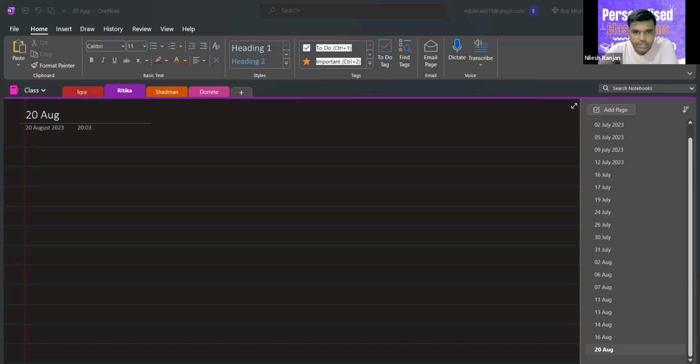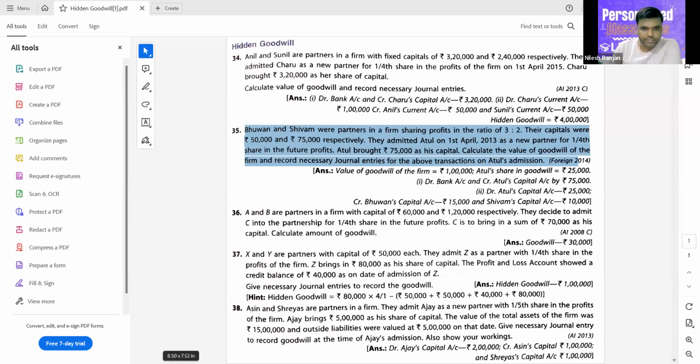Bhuvan and Shibam were partners in a firm sharing profit in the ratio of 3:2. So that you can confirm that we don't distribute the goodwill in equal ratio. You can see the OneNote, and you can also see the question here.